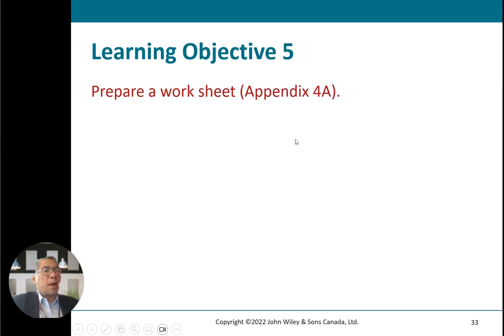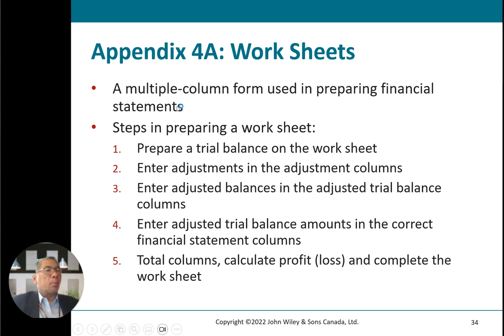Okay. Number 5, prepare a worksheet. When we prepare a worksheet, we use multiple columns. The steps in preparing a worksheet are: Number 1, prepare a trial balance on the worksheet. Number 2, enter adjustments in the adjustment columns. Number 3, enter adjusted balances in the adjusted trial balance columns. Number 4, extend the adjusted trial balance amounts to the corresponding columns. Number 5, total the columns and calculate profit. That's the appendix worksheet. There are 5 steps. Remember, guys, there are 5 steps.